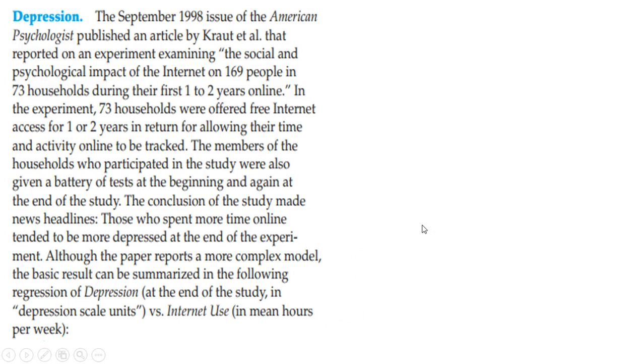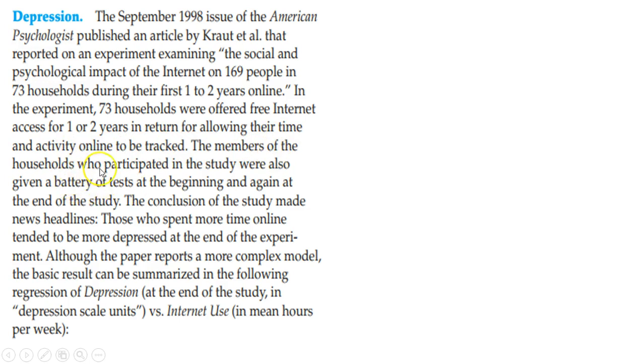In September 98, the issue of American Psychologist published an article that reported on an experiment, right? It said the social and psychological impact of the internet on 169 people in 73 households during their first 1 to 2 years online. In the experiment, 73 households were offered free internet access for 1 or 2 years in return for allowing their time and activity online to be tracked.